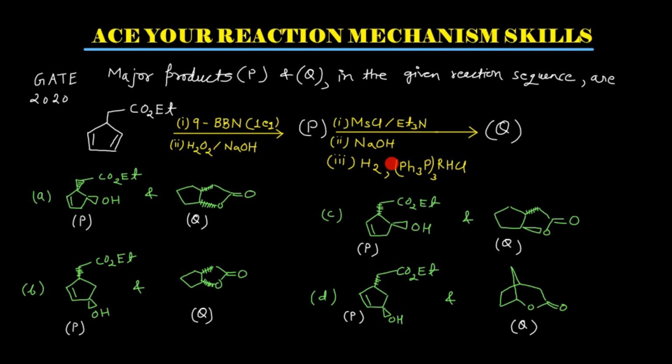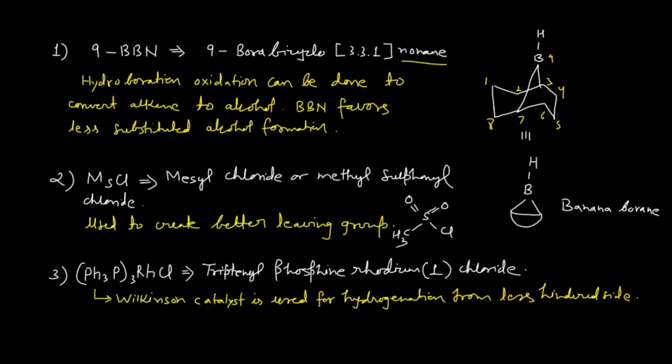And in the organometallic lectures as well, I have explained this Wilkinson catalyst in pretty much detail. This Wilkinson catalyst is generally used in the hydrogenation reaction, okay? That means the reduction will take place. So this is triphenylphosphine rhodium(I) chloride, and this is known as the Wilkinson catalyst. And this Wilkinson catalyst is used for the hydrogenation reaction, and the hydrogenation reaction will occur from the less hindered side. So these things you should know before starting the reaction, right?